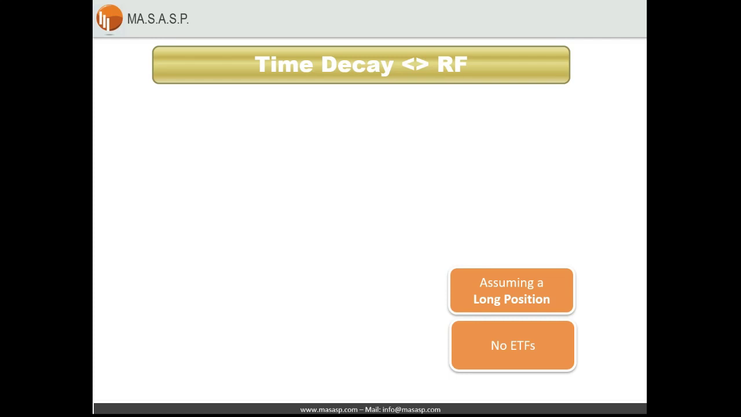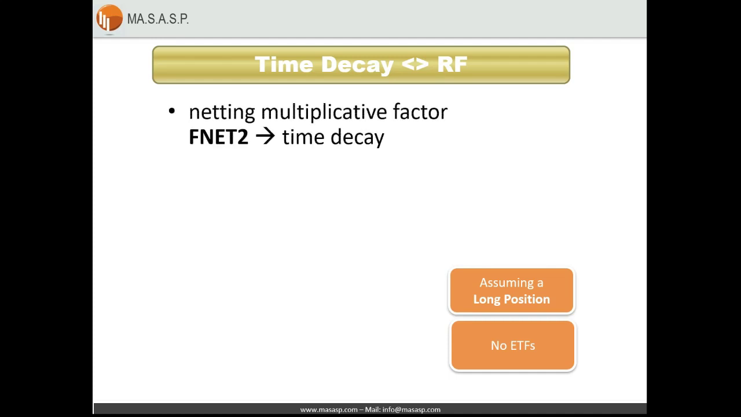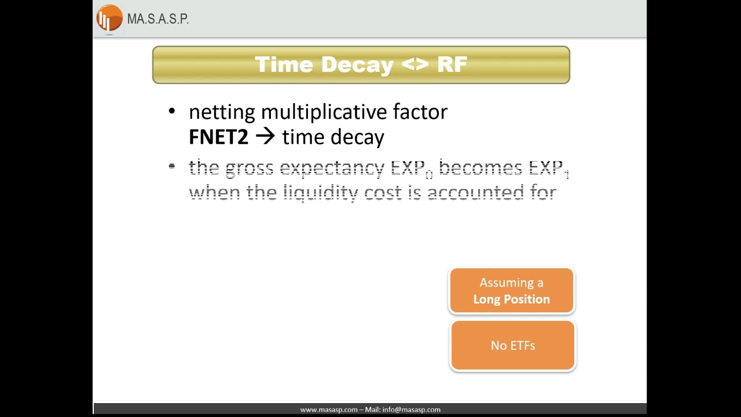That said, we define the netting factor Fnet2 as the multiplication factor which has to be applied to the gross estimate, I mean the gross performance estimates, in order to account for the costs involved by the time decay.